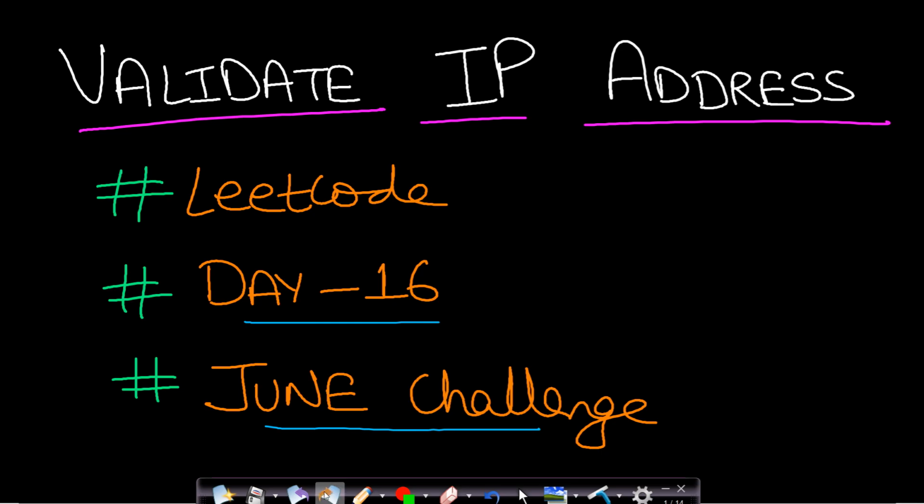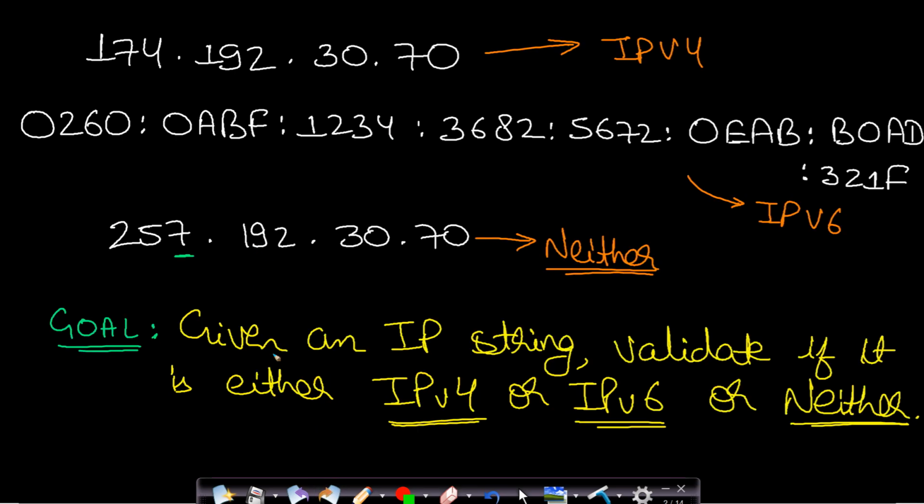So let us now look at the problem statement. The problem here says that given an IP string, validate if it is either an IPv4 string or an IPv6 string. Otherwise, if it is neither of them, then we will simply return the string neither.